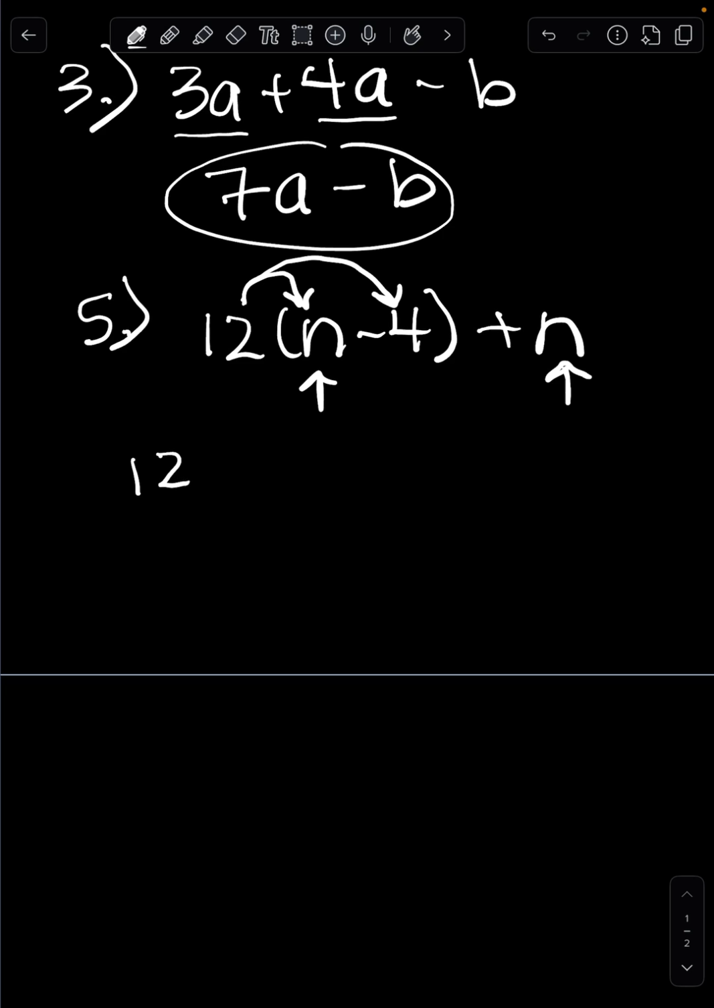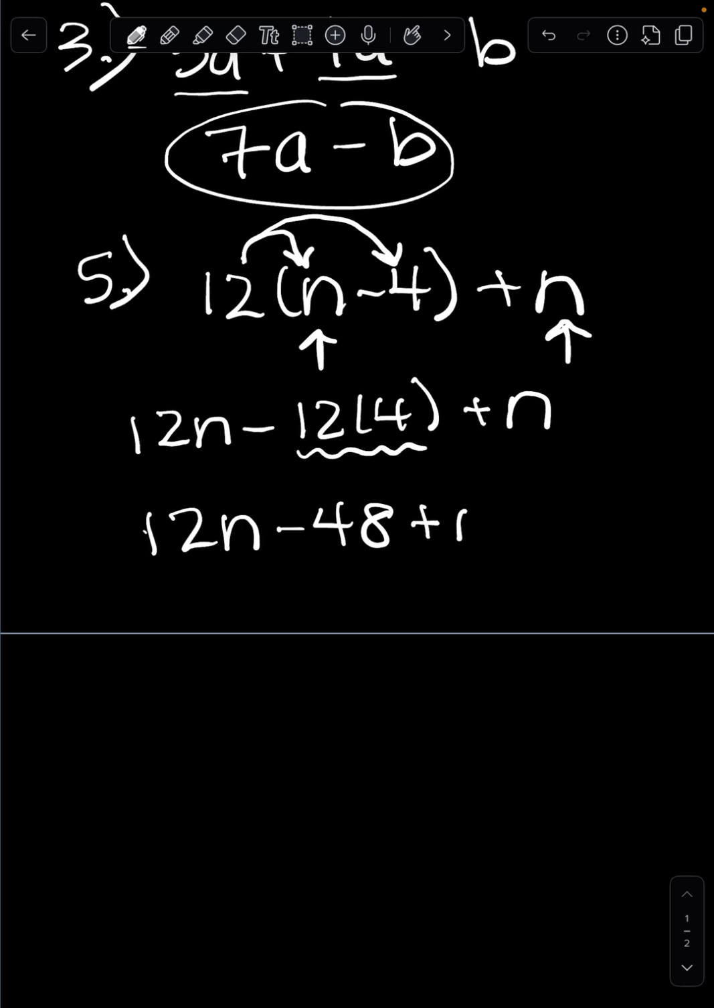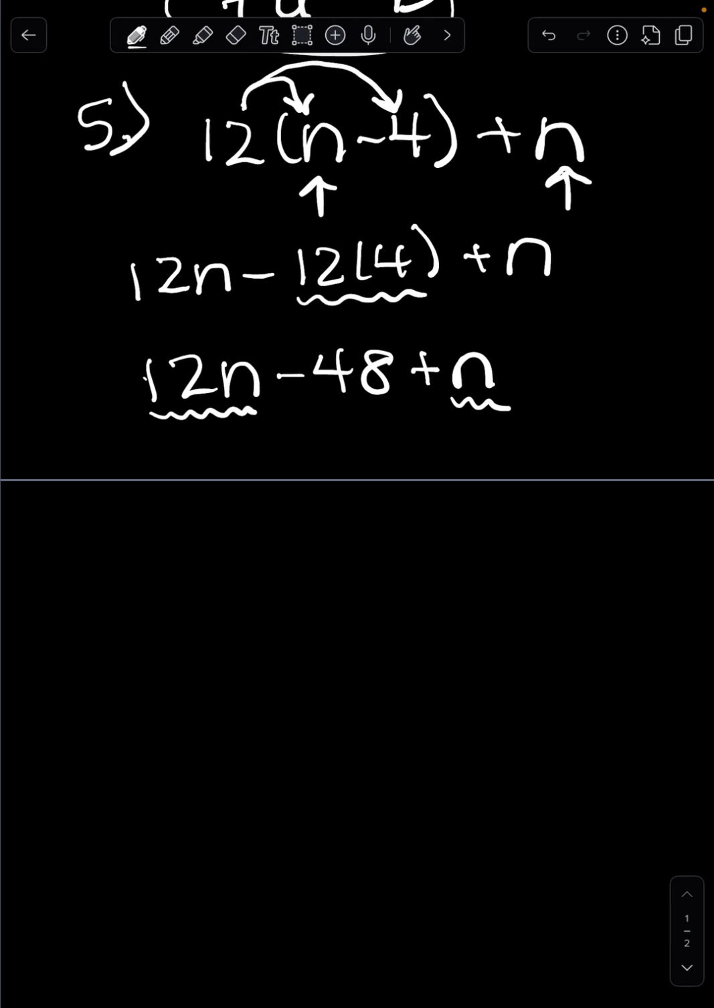That's going to give us 12n minus 12 times 4 plus n. So let me clean this up a little bit because I can do this 12 times 4. So I have 12n minus 48 plus n. Like terms, same variable with the same exponents. So here I've got 12 n's and I've got 1 n over here. Even though there's nothing in front, there's 1 there. So I know that it's a 1 in front. So that gives me 13n minus 48.